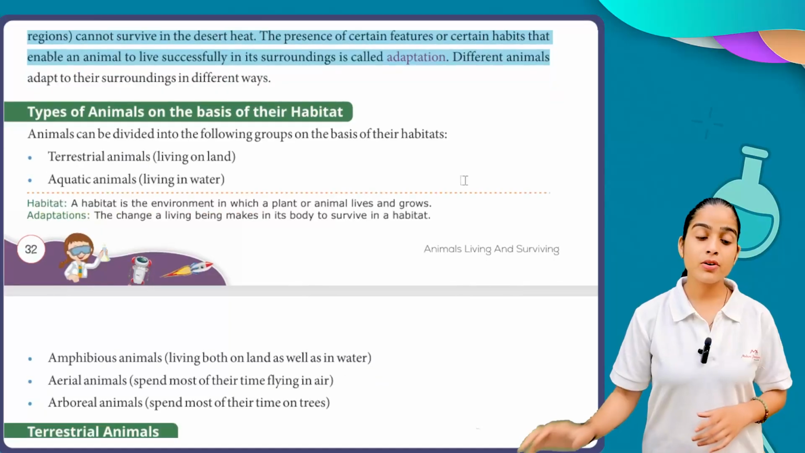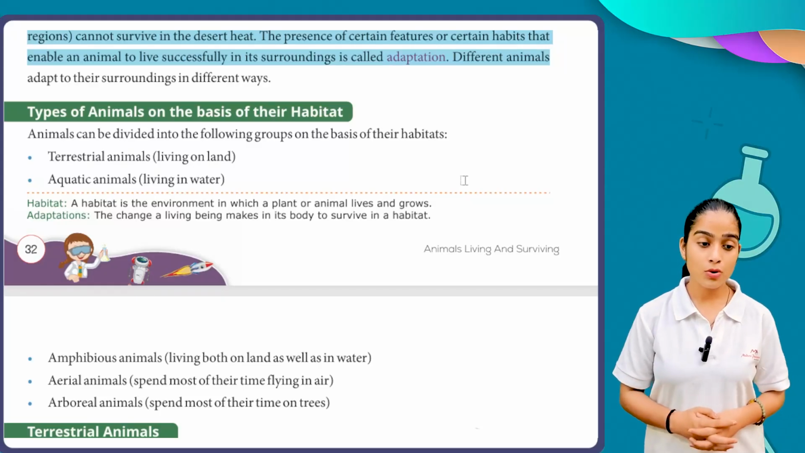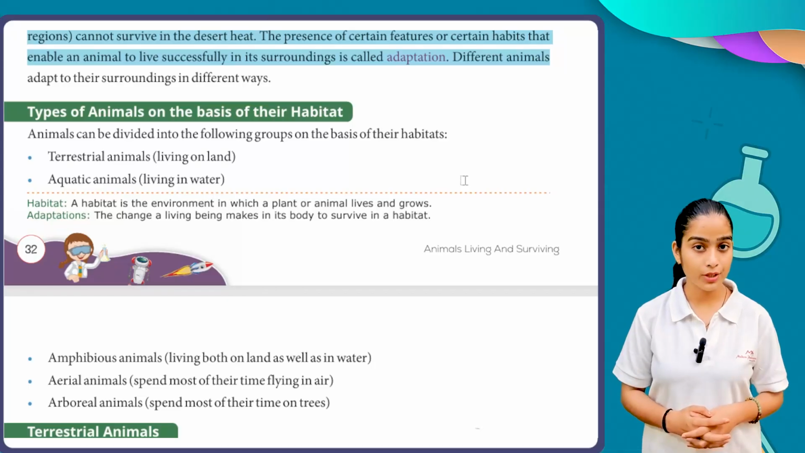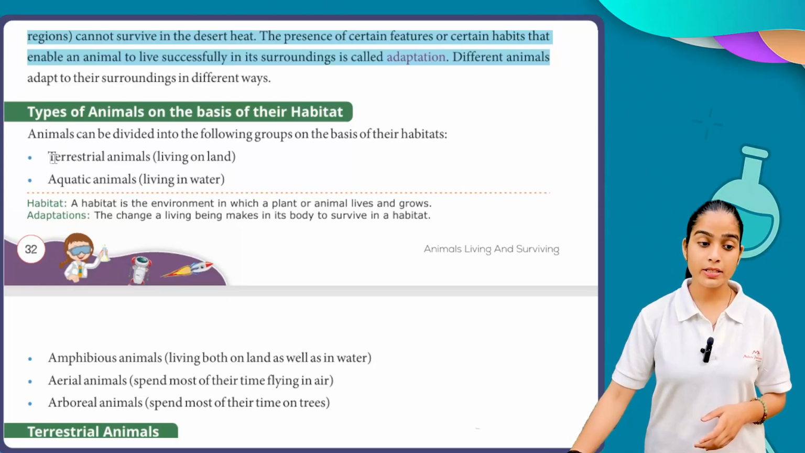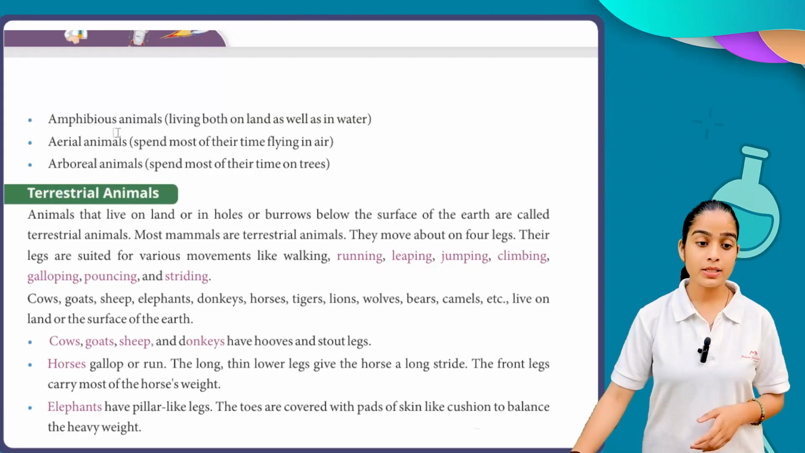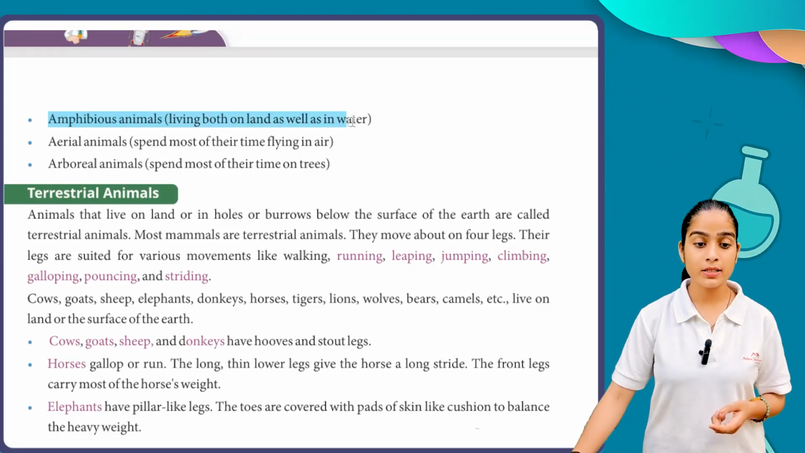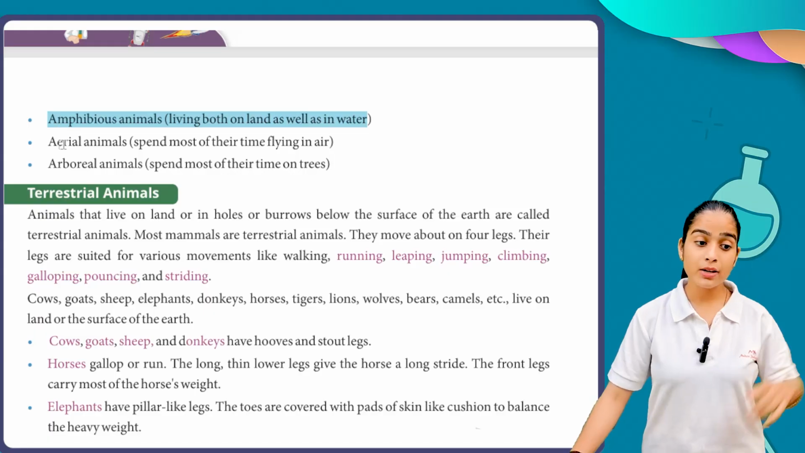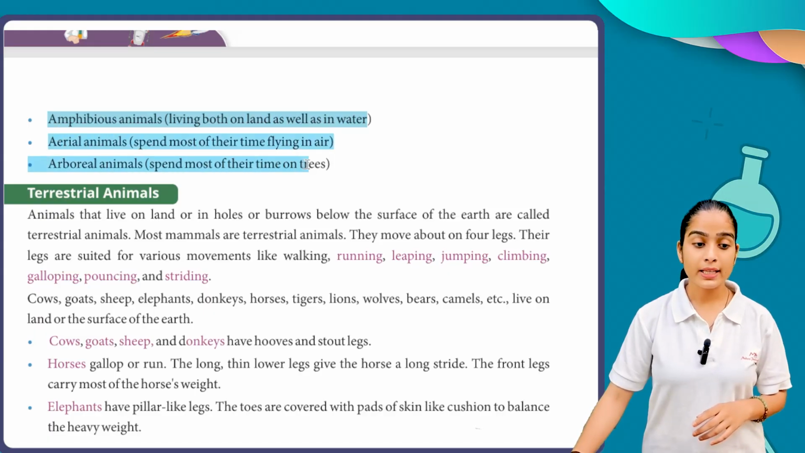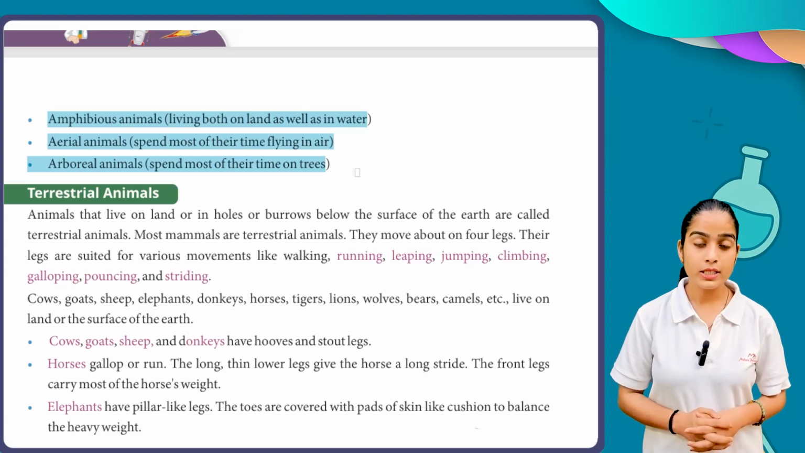Now, types of animals on the basis of their habitat. According to their homes where they live, we classify these animals. Animals can be divided into the following groups on the basis of their habitat. The first group is terrestrial, as we already discussed, meaning land animals living on land. Next, aquatic animals, living in water. Next, amphibious animals, living both on land and in water. Aerial means air, animals who spend most of their time flying in the air. And next we have arboreal animals, who spend most of their time on trees. So these are the classifications we have on the basis of the habitat of animals.